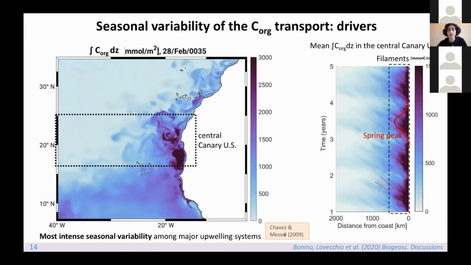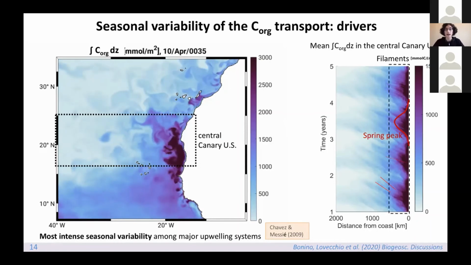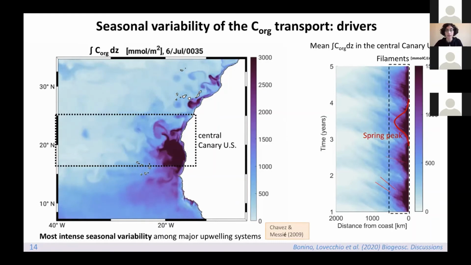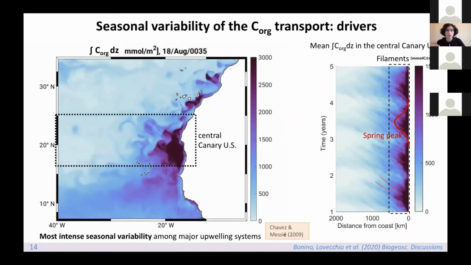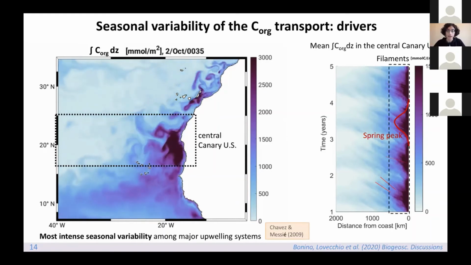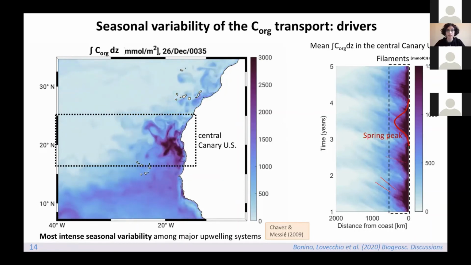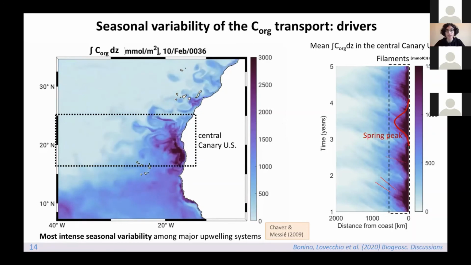And in the first 500 kilometers of shore that are covered by the filament transport, so in which filaments really have an important role, this seasonal peak in the organic carbon concentration reaches this range of offshore distances nearly immediately, so within the same season.